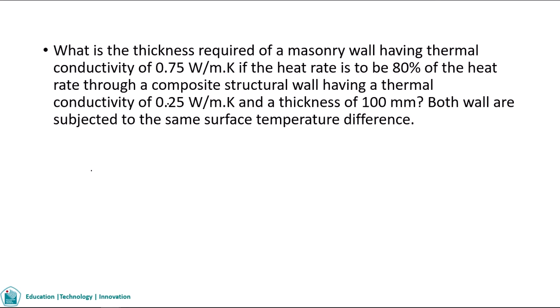What is the thickness required of a masonry wall having thermal conductivity of 0.75 watt per meter Kelvin if the heat rate is to be 80% of the heat rate through a composite structural wall having a thermal conductivity of 0.25 watt per meter Kelvin and a thickness of 100 millimeter. Both walls are subjected to the same surface temperature difference.